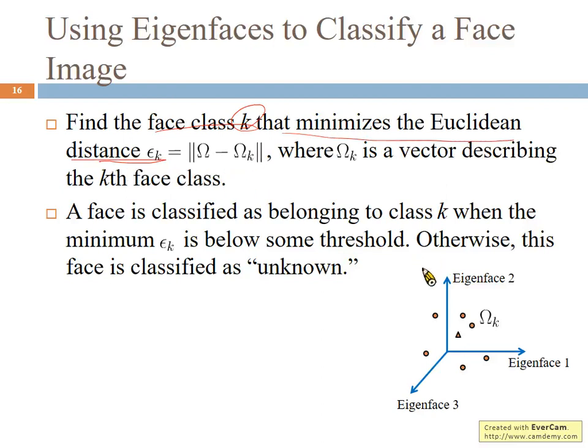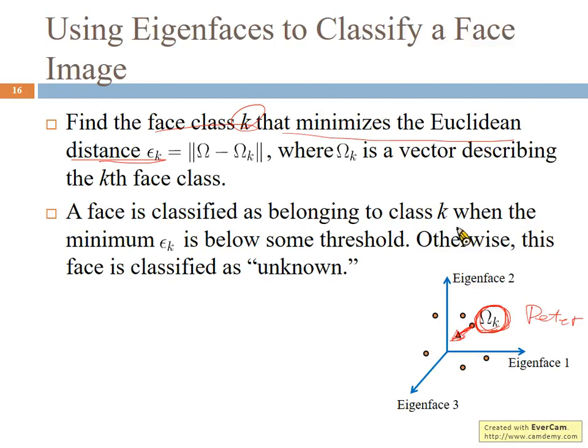The Euclidean distance between, for example, right now, the new image T is mapped to this point, and then we just find its nearest neighbor and check which class the omega k belongs to. For example, this may be the face image of Peter. Then we will recognize the given image as Peter. Okay.